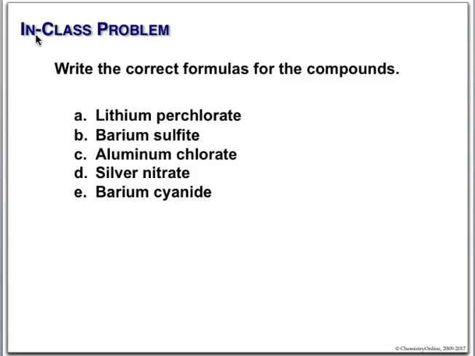Let's do these backwards. Now, at least one of these might be different than is shown on your sheet, because I changed it today. So just use what I have on the board here. Lithium, that's going to be an Li, we know that. Now we have perchlorate. So this has one more oxygen than the parent. The parent is chlorate, ClO3. So this must be ClO4.